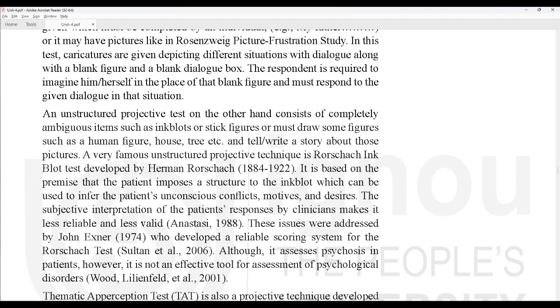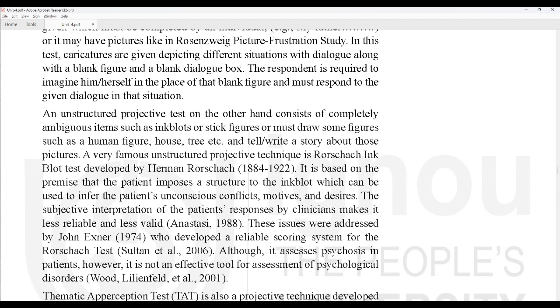A very famous unstructured projective technique is the Rorschach ink blot test, developed by Hermann Rorschach, 1884 to 1922. It is based on the premise that the patient imposes a structure to the ink blot which can be used to infer the patient's unconscious conflicts, motives, and desires. The subjective interpretation of the patient's responses by clinicians makes it less reliable and less valid (Anastasi, 1988). These issues were addressed by John Exner, 1974, who developed a reliable scoring system for the Rorschach test.